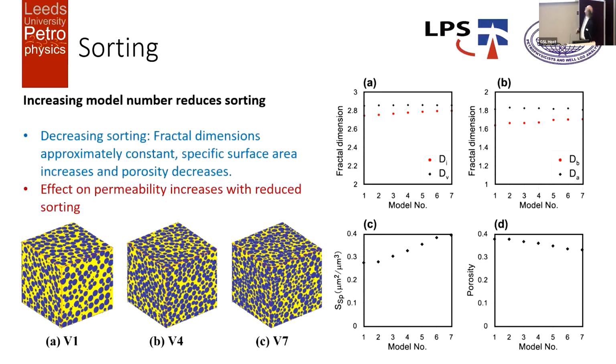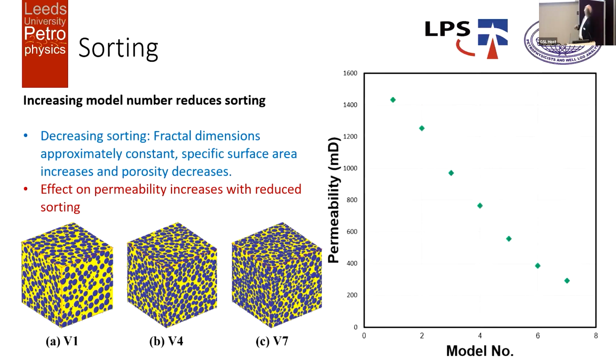When we do that, we find that with decreasing sorting, fractal dimensions approximately stay constant, the specific surface area increases, and the porosity slightly decreases. We also have the permeability decreasing with decreasing sorting. Now, that's not a surprise. We all know that. We see it every day. The more sorted our sandstone or whatever it is, the higher the permeability, and the worse sorted it is, the lower the permeability.